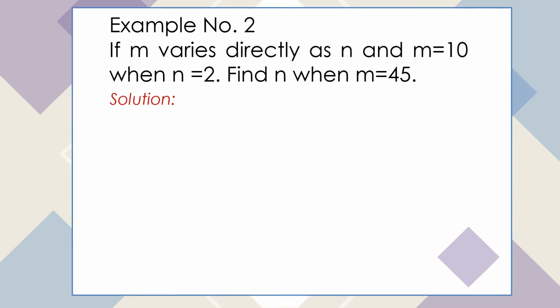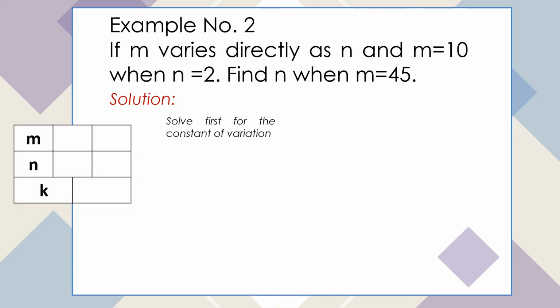Okay, for our next example: if M varies directly as N, and M equals 10 when N equals 2, find N when M equals 45. For our solution, first, let's write the given. M is 10, so we put 10 here, and N is 2. Find N when M is 45. To get N, let's first find the value of K.